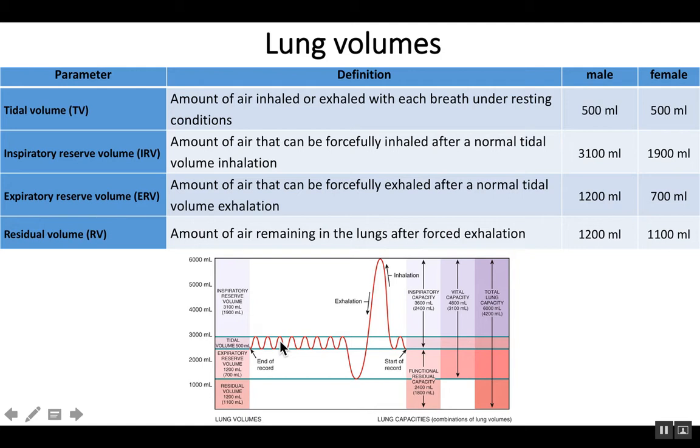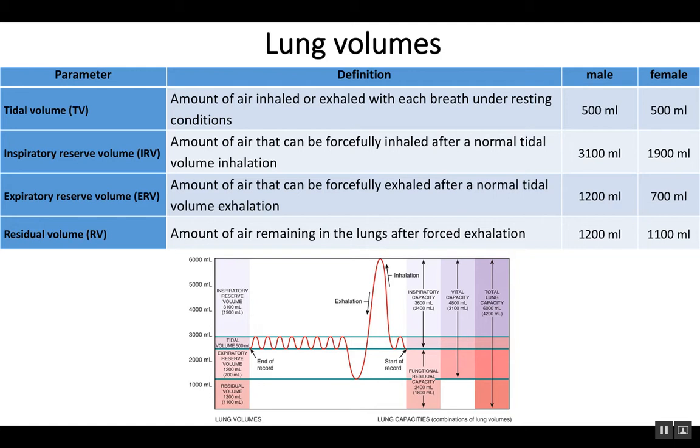Lung volumes and capacities are extremely important because in the clinic, we use this information to assess someone's respiratory system. So try not to just memorize these as definitions, but really understand these volumes. And one way to do that is to actually breathe while you're thinking about these lung volumes. So for instance, I'd like you to breathe normally right now.